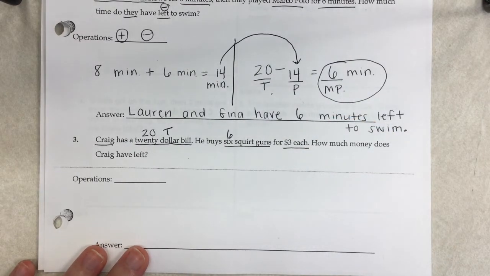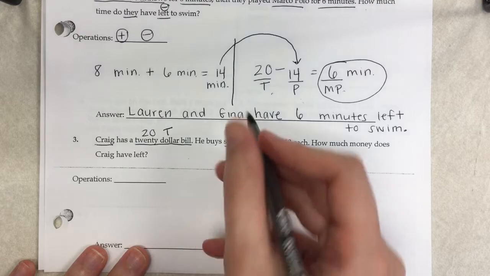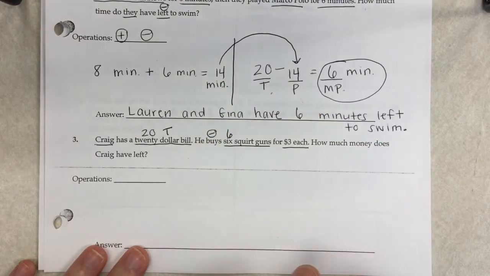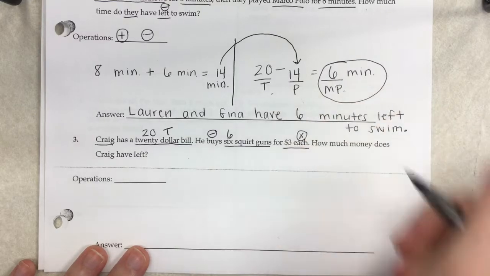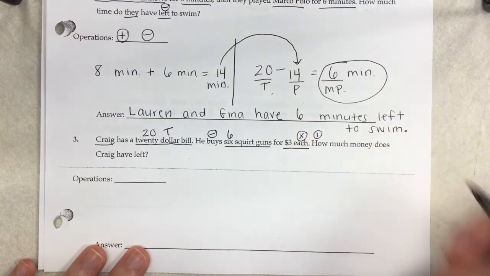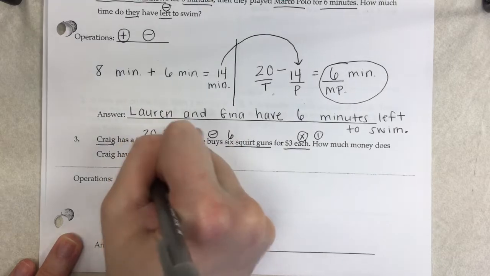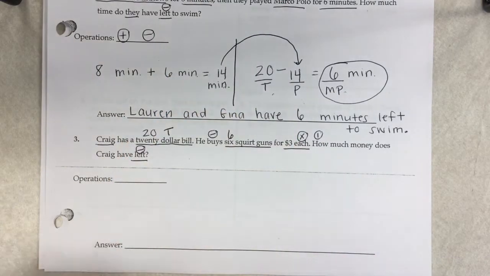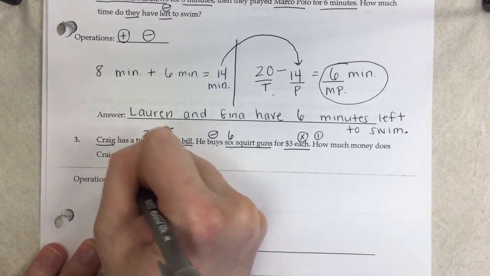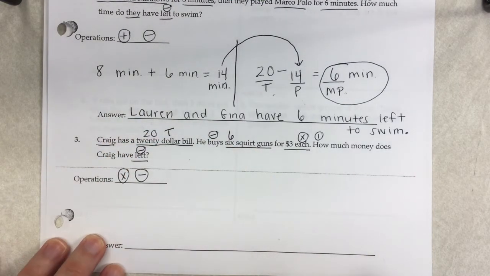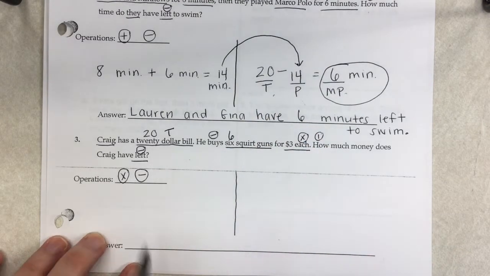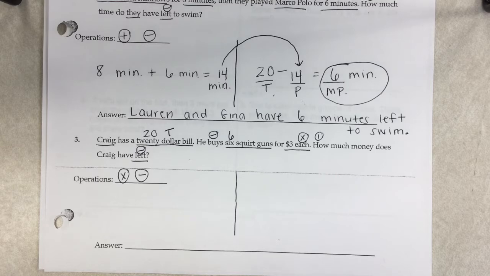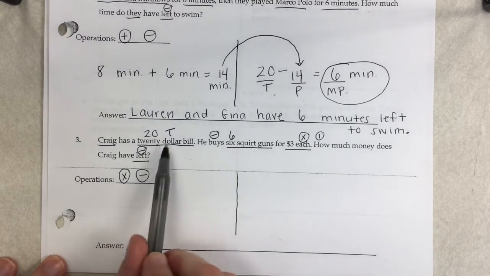So I'm noticing a couple things. If he's buying something, we're going to need to subtract it. But $3 each also means I'm going to need to multiply. My question says, how much money does Craig have left? I see this word left, and I know that means subtraction. So for this, I'm going to need to multiply, and I'm also going to need to subtract. So I'm going to draw a line down the middle because I have 2 steps that I have to do for 2 operations. So I have the total of $20.